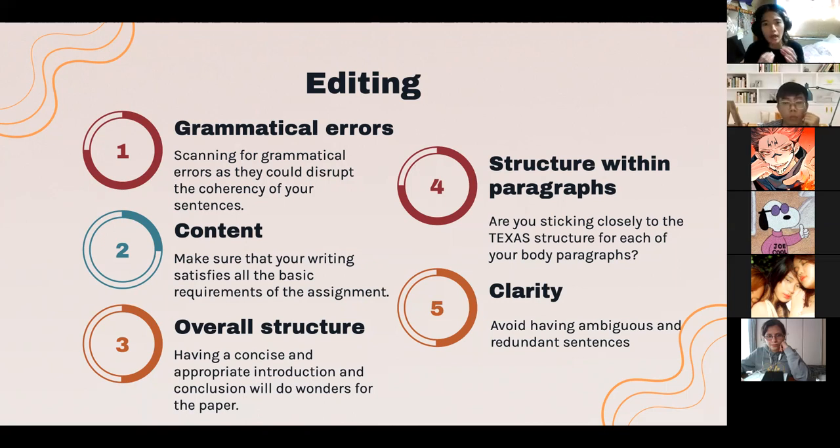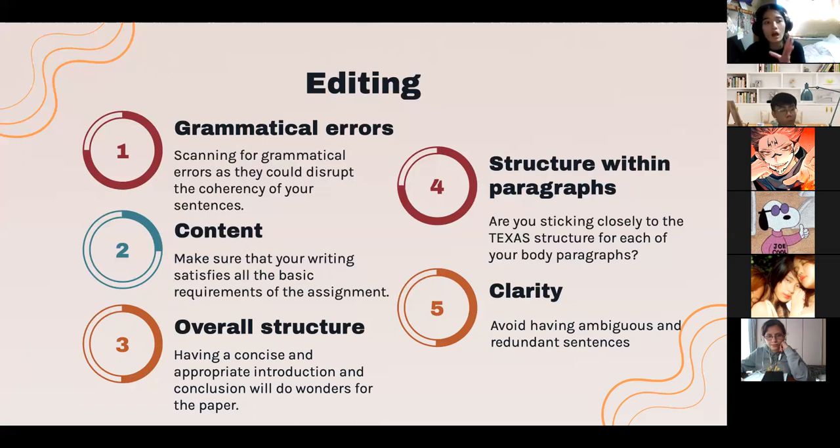Of course, there are some errors that are not really significant, that would not have any influence on your overall understanding of your essay. But there are still some grammatical errors that are major enough that they would affect the overall understanding of your essay, and you don't want that to happen. So when we do the editing process, you want to make sure that grammatical accuracy is ensured. When you're scanning for those grammatical errors, you have to pay close attention, so that they won't cause any disruption to the understanding of your essay.